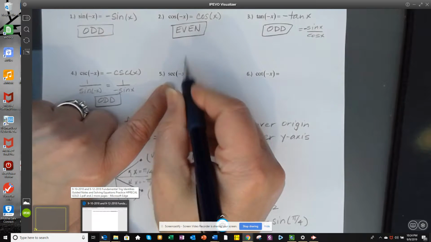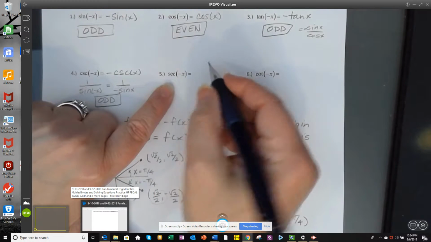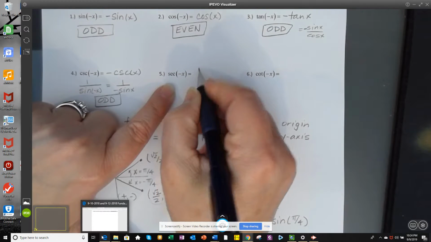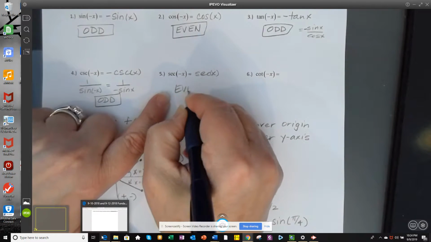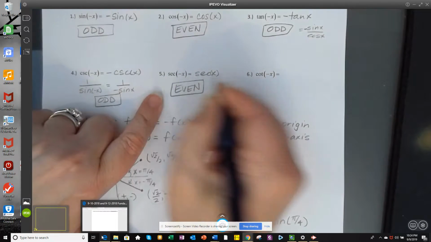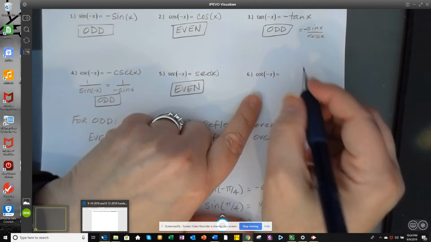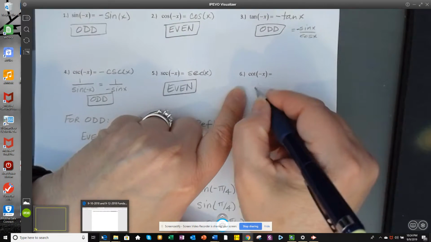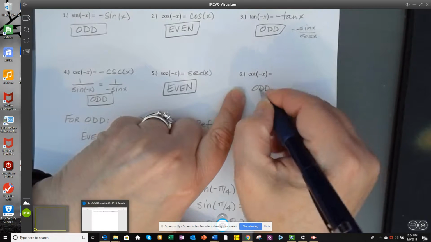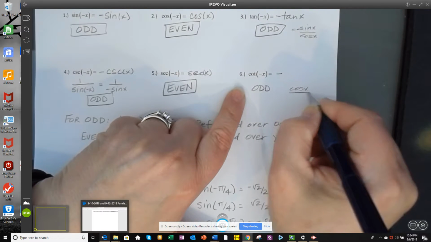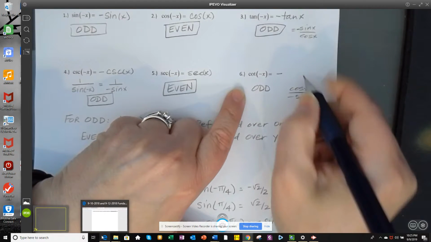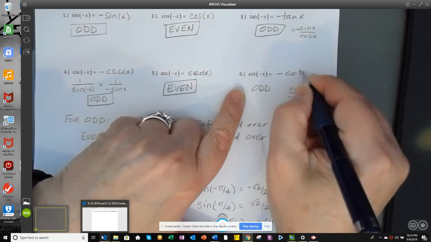Secant is the reciprocal of cosine, so it's going to follow the cosine, and then this one will also be even. So this is secant of x. So the reciprocal of an even function is even. And then cotangent is going to be odd as well because it is going to be cosine over the odd function of sine. So that makes this one also odd.